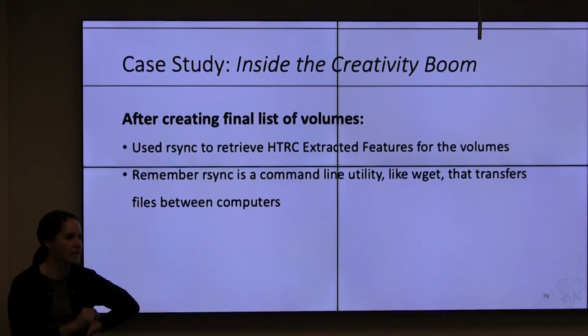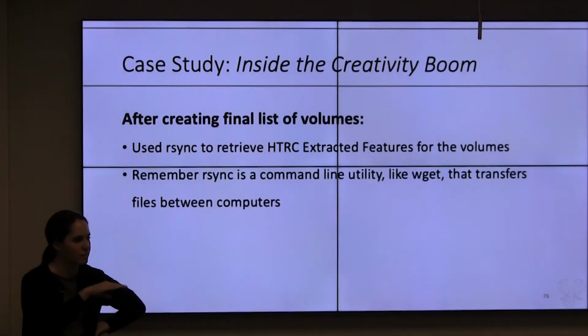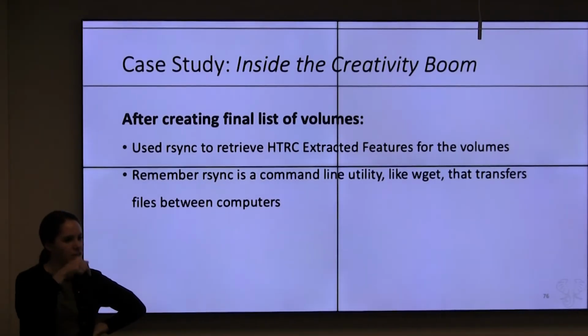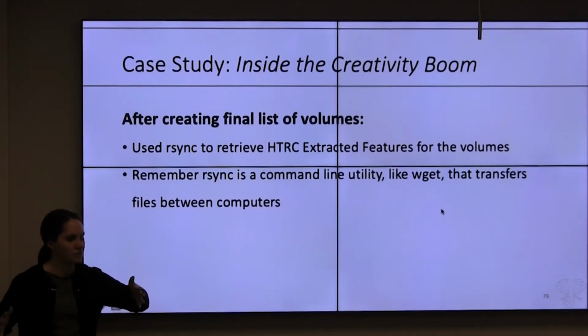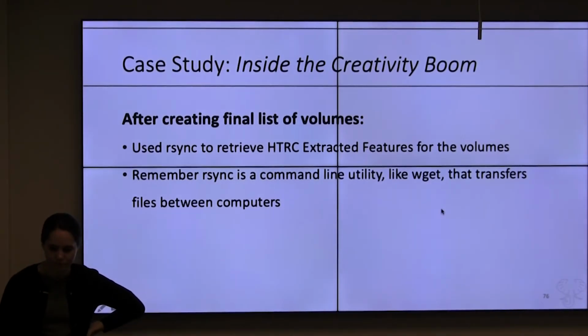Okay, so rsync is a file transfer protocol. I'm not gonna nerd out on why people like it. It's efficient, it does certain things, but basically it's just a way of running a command on the command line to download data. So you use rsync on the command line, you make pointers to whatever you want, and then the thing is downloaded to your computer. And that's how you get the extracted features files. So Sam rsynced the extracted features files for his reduced volume ID list.